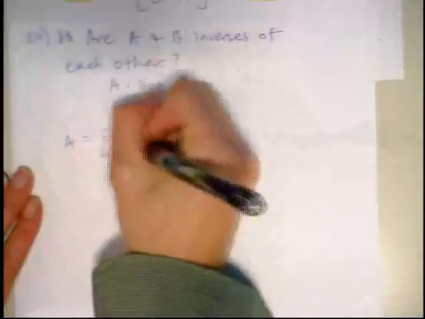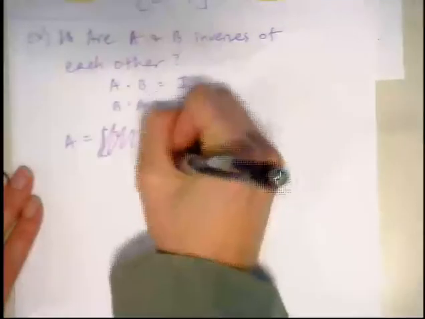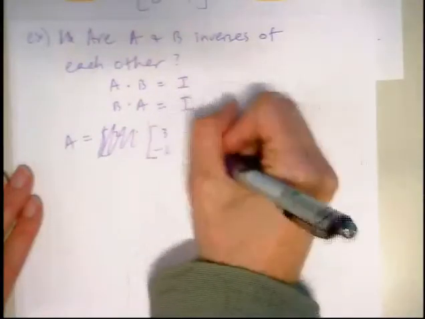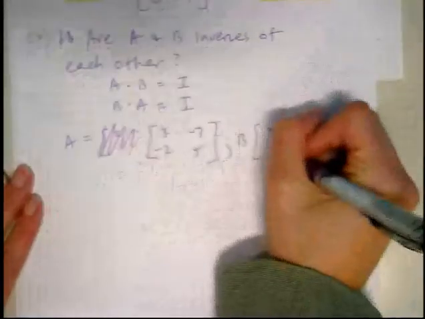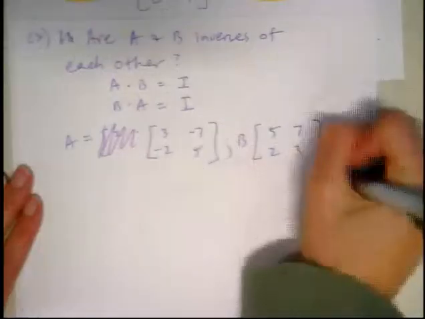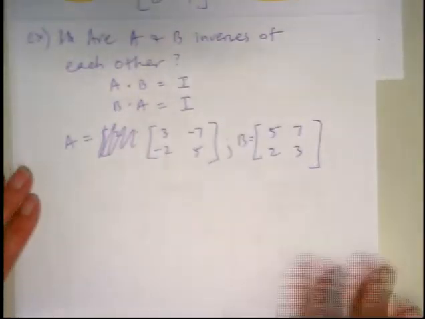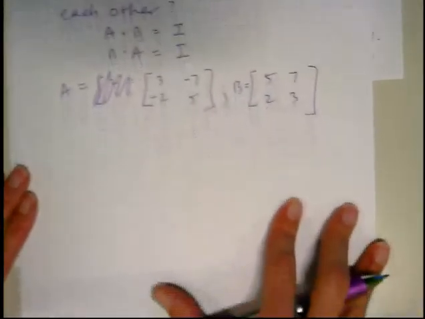A is 2. No, I'm not going to do that one. Sorry, wrong example. A instead is 3, -7, -2, 5. And B is 5, 7, 2, 3. You cannot tell by looking at matrices if they are inverses of each other, unfortunately. So instead, we're going to go ahead and multiply these products out and see what we get.